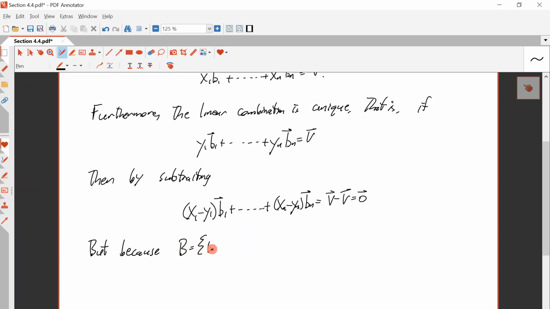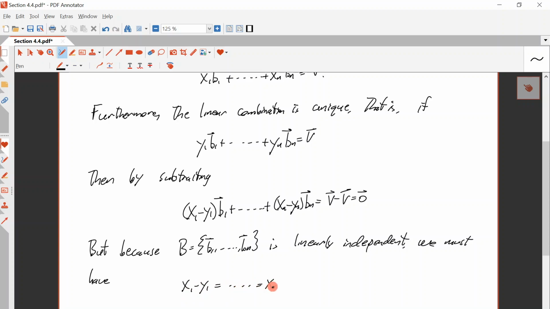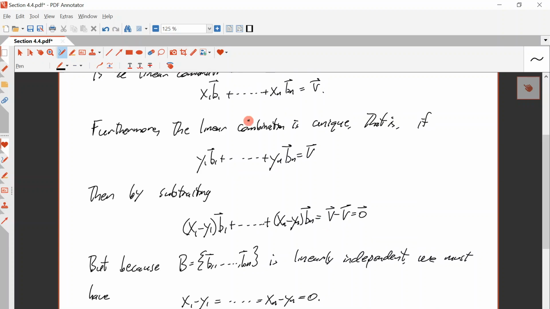B equal to b1 to bn is linearly independent. We must have that x1 minus y1 through xn minus yn are all 0. So the linear combination with coefficients y is the same as the linear combination with coefficients x, because these are all 0. Because it's linearly independent, the only solution to that system of equations is the trivial one.